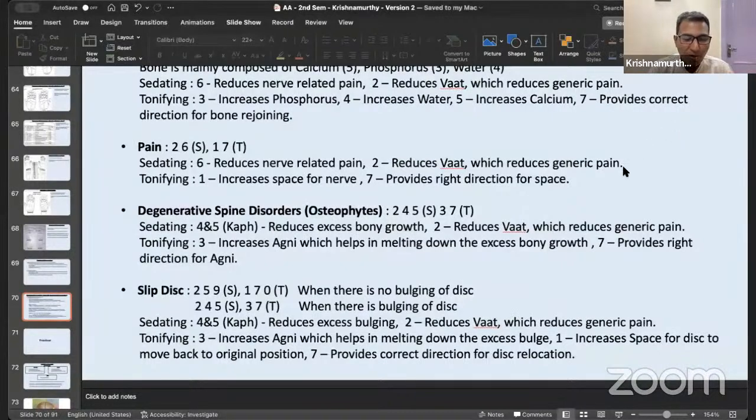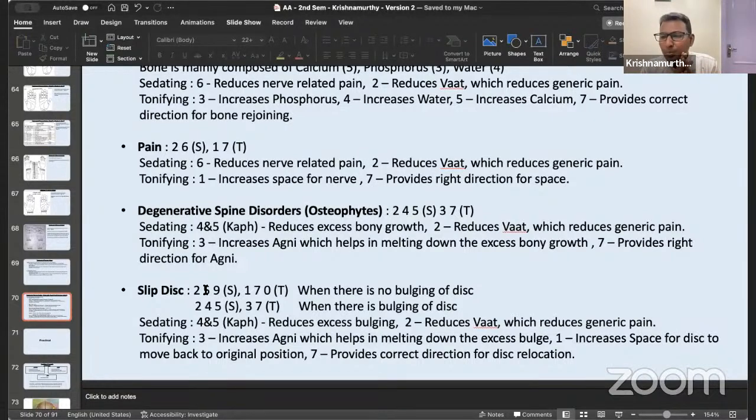So why have you reduced generic pain over here? You can use number 6 also, no? Because it is too sharp a kind of pain when you have a slipped disc. Generally, when something is related to nerve, we use 6. Now it is a problem with the bone or the disc, so we need not use it. But if you use it, is it wrong? No, you can. It might help.